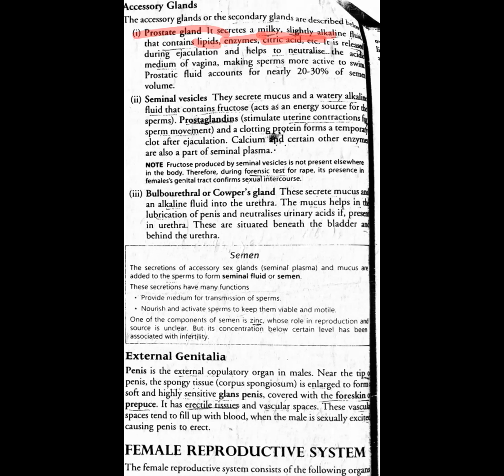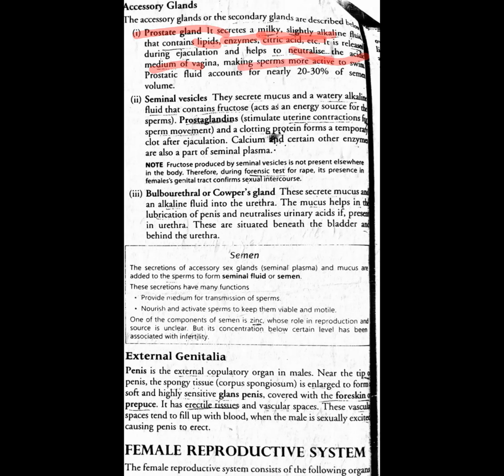So this is the fluid which helps the sperm protect itself in the acidic medium of the vagina. During insemination, when the semen is released inside the vagina, during copulation, during sexual activity, to protect the sperms from the acidic medium of the vagina, this prostate gland secretion is important. It also makes the sperm active.